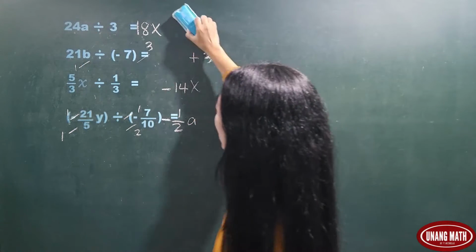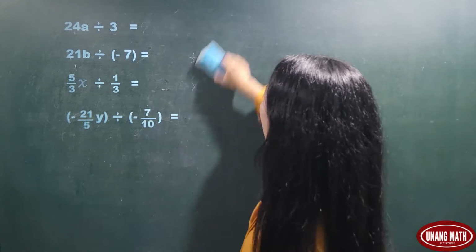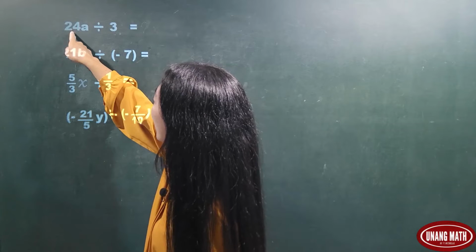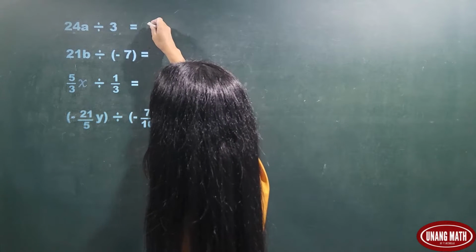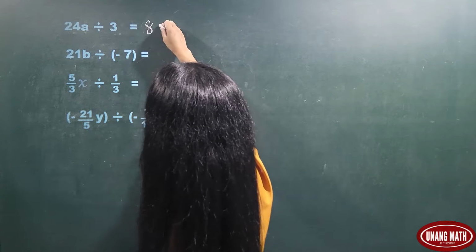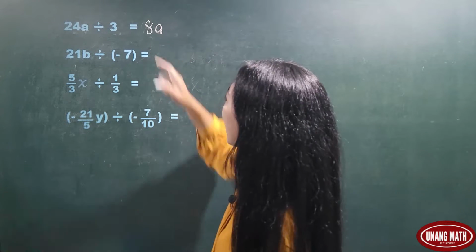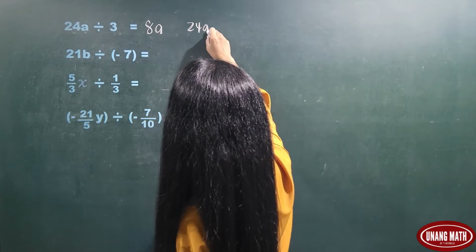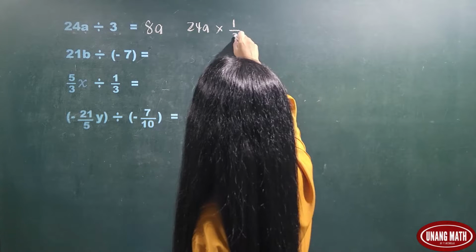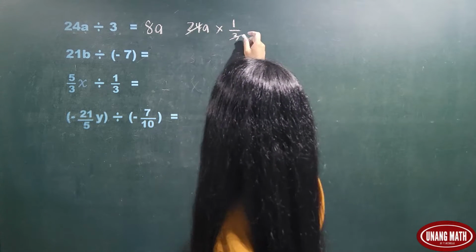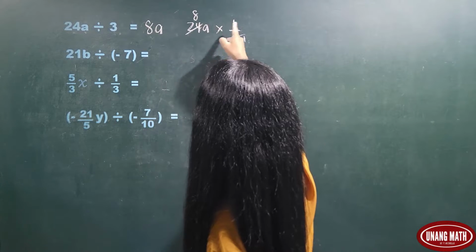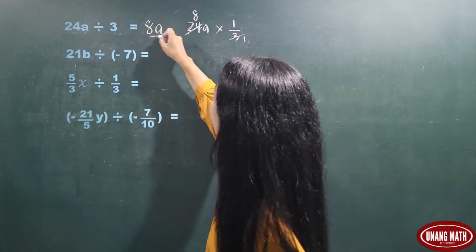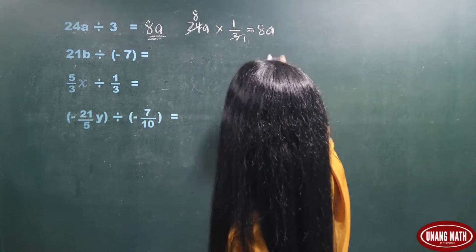Okay, how about for 24a divided by 3? Okay, so we can just divide 24 by 3. So 24 divided by 3 is 8. And then write the variable a to the right of 8. So we have 8a. Or get the reciprocal of 3. So it's going to be 24a times the reciprocal, which is 1 over 3. This will be simplified. 1, 8. So 8 times 1 is 8. And then write the variable a to the right of 8. So still, the answer here is 8a.